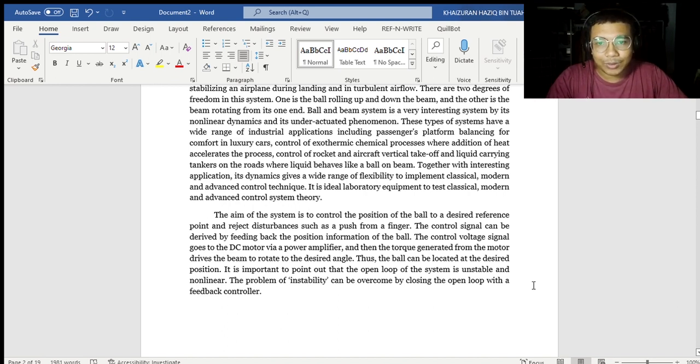It is important to point out that the open loop of the system is unstable and non-linear. The problem of instability can be overcome by closing the open loop with a feedback controller.